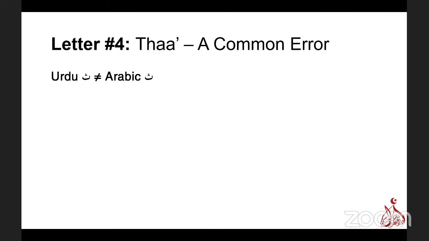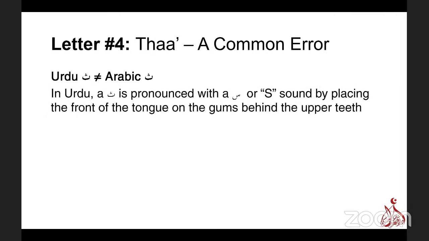And this is a big mistake that happens from students and from adults that are from the Indian subcontinent, from Pakistan, India, Bangladesh, all those places. They recite a Tha as a Sa. So in Urdu, a Tha is pronounced with a sort of a seen or an S sound, like we say S in English, some, so.